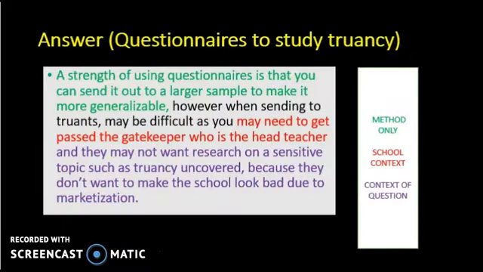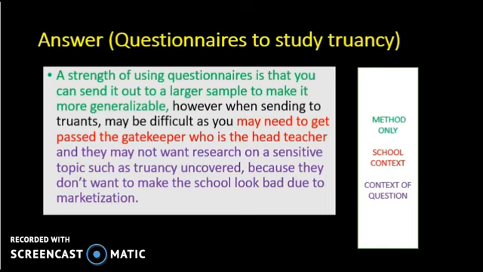Okay, so let's say you get a question which is asking you to evaluate the strengths and weaknesses of questionnaires to study truancy. So we start off your paragraph with a strength of using questionnaires is that you can send it out to a larger sample to make it generalizable. This is methods only, and because it is explained quite well, you are going to be getting a level or band 3 answer.